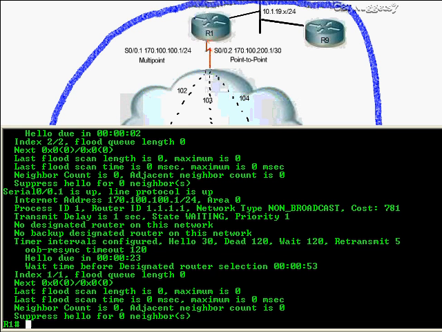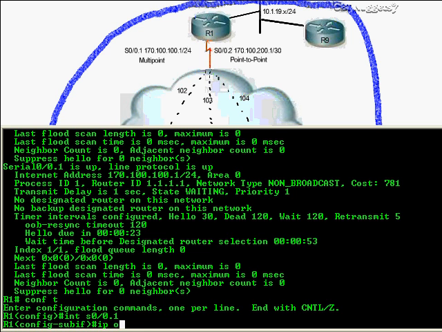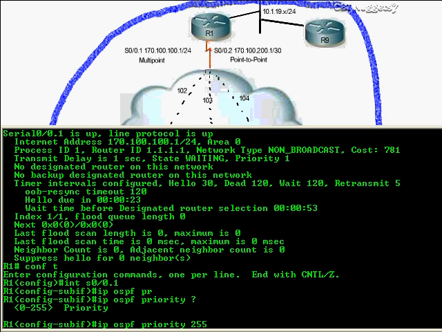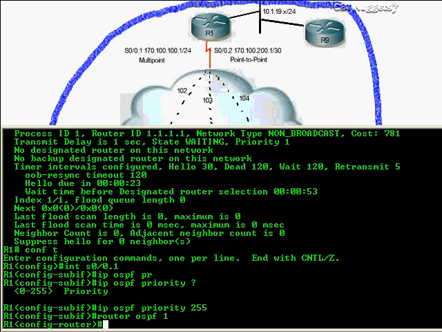So let's go into interface configuration mode, and looking at that multi-point interface, serial 0/0.1, ip ospf priority, and let's peg this one out, 255. We're going to set the priority for this to become the DR way up. So when it starts negotiating the neighbors on that interface, it is for sure going to become the DR.